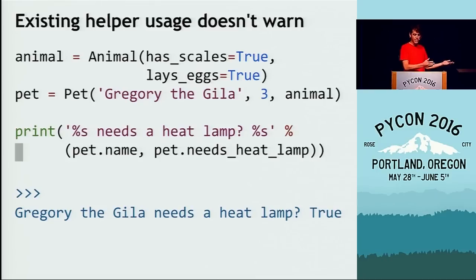And so then when we access that helper, it's not going to warn. There's no reason for it to warn. The usage is still OK. We've just fixed the usage, so there's no problem.